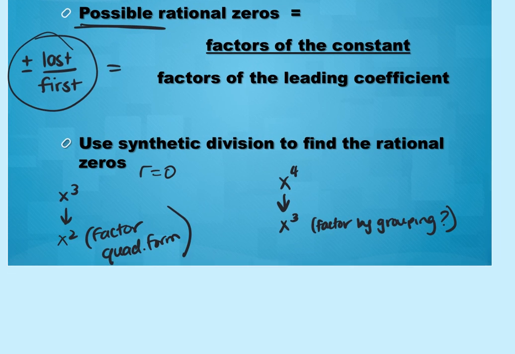But if not, you have to reduce it again by finding another 0. And then it becomes x squared, and that you can either factor or use the quadratic. So this again is if you have nothing to go on.